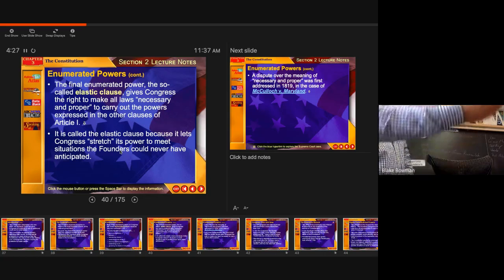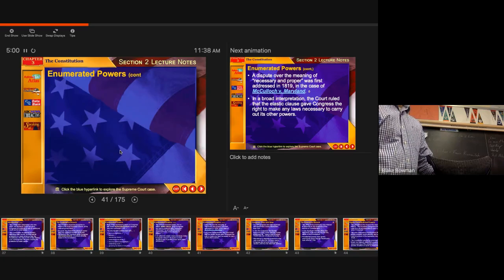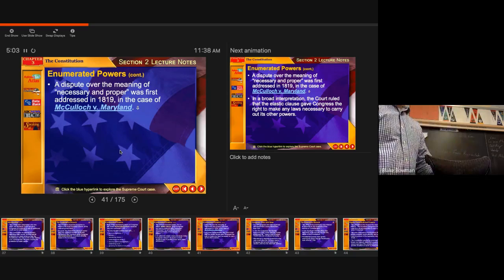So the elastic clause, which is the same thing as the necessary and proper clause, is supposed to stretch the national government's power. The national powers are supposed to stretch in order to really understand the processes of government, and make sure that the states don't become too powerful. So it's just stretching those national powers, those delegated powers. Even though it's not stated in the Constitution, it's implied for the national government. All right, like I said, with the enumerated powers, McCulloch versus Maryland, this is where we see the necessary and proper clause being established.